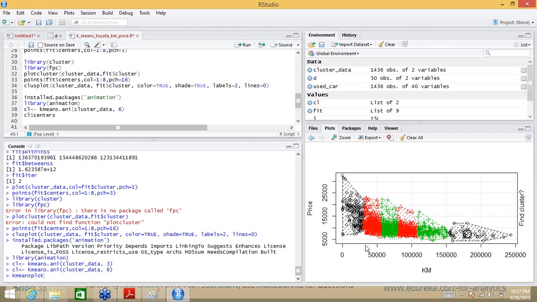Can we do R programming in Mac? Yes, Vishwatosh, it's possible. We have installations for R for Mac.